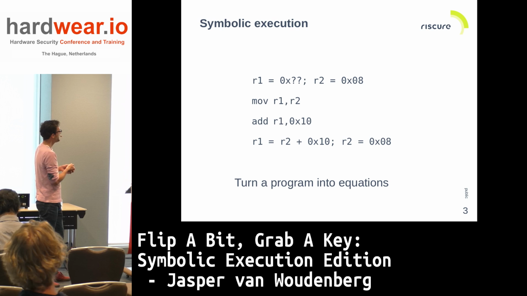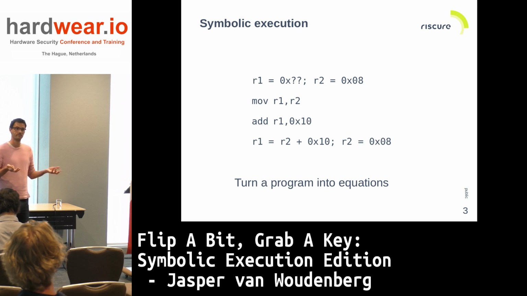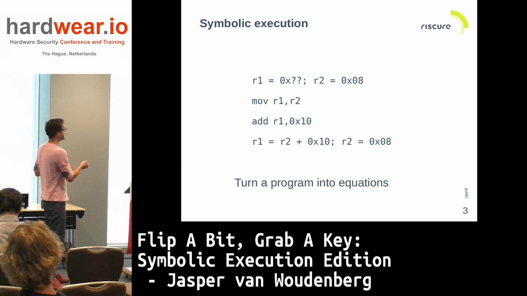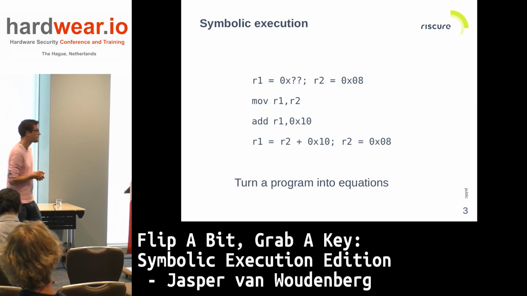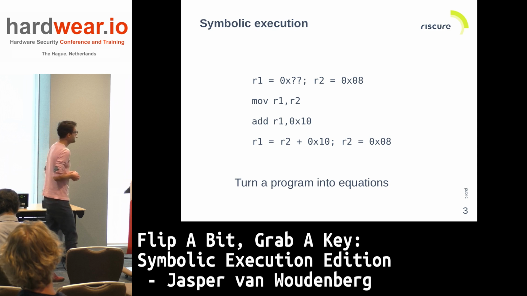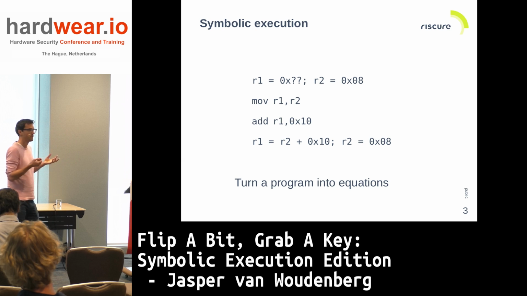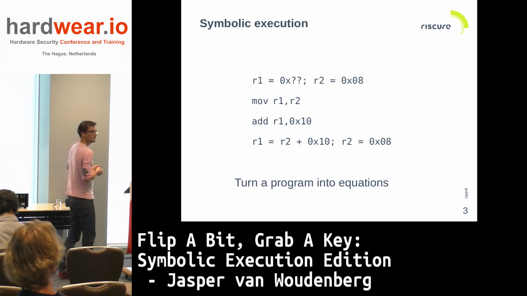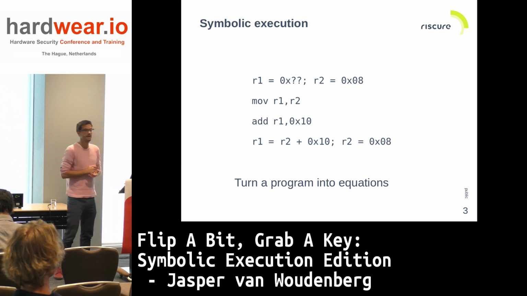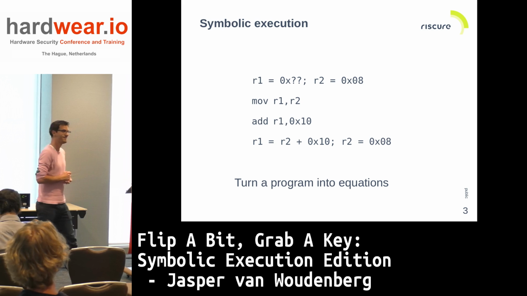And then we have, at the end, instead of a concrete value, we actually have an expression. So we know now that R1 equals R2 plus some concrete value, and R2 is still 8. So really what you need to remember here is that symbolic execution turns programs into equations. Yes, thank you. I was testing you.